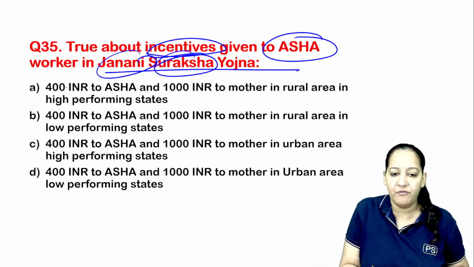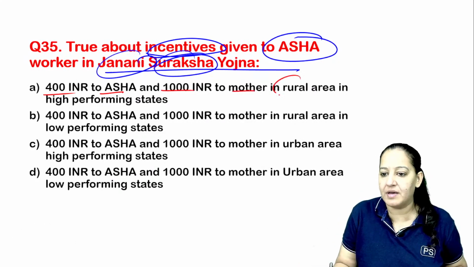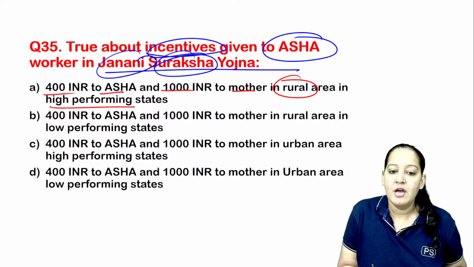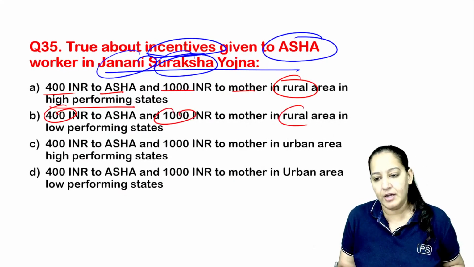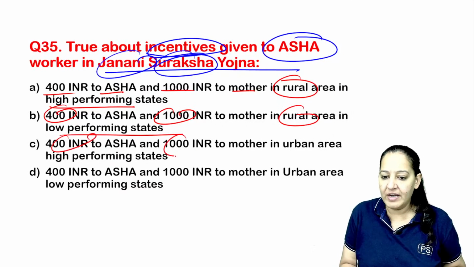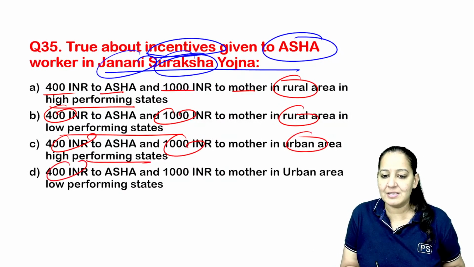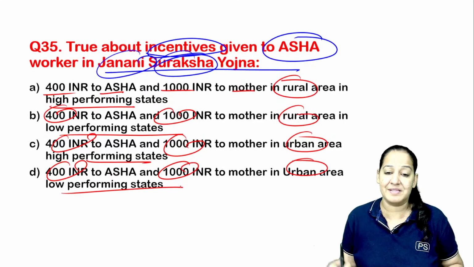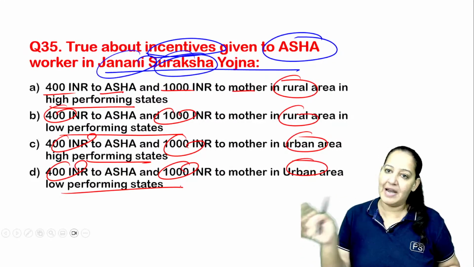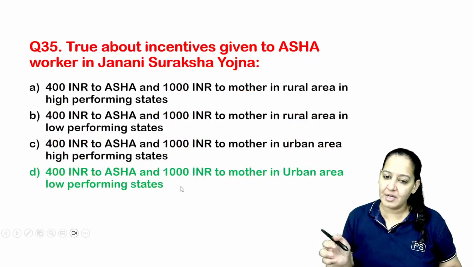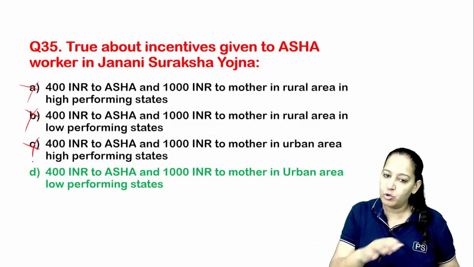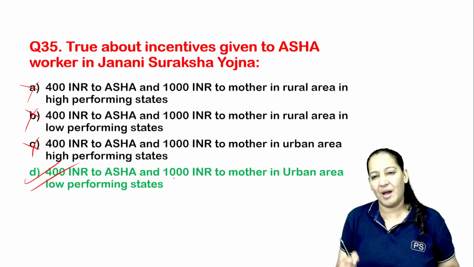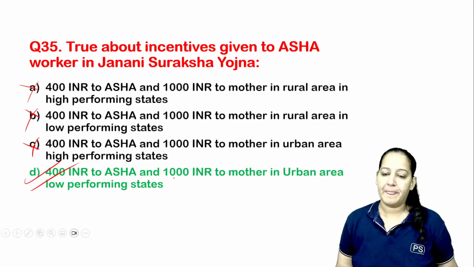The four options are: 400 to ASHA and 1000 to the mother in rural area in HPS; 400 to ASHA, 1000 to mother in rural area in LPS; 400 and 1000 in urban area HPS; 400 and 1000 in urban area LPS. Now it's very confusing. Make a table and match it. Once you do, you will know three options are wrong. There is some mismatch. This one is the only right one. I'm not going into detail. You just make the table and match it.